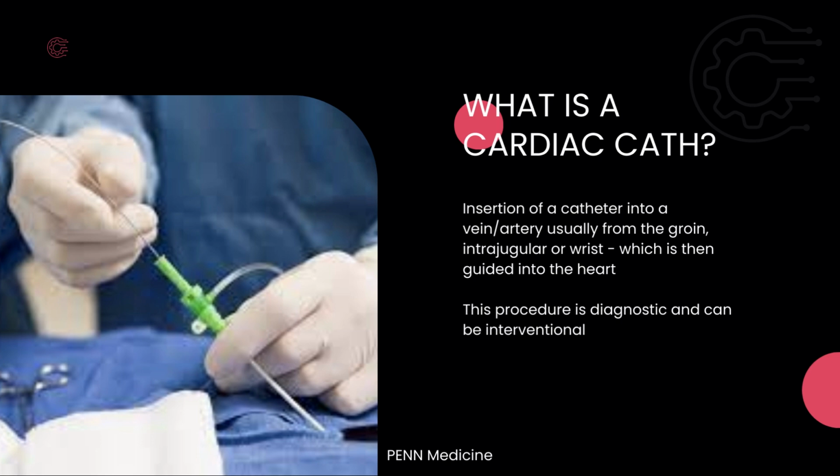A cardiac cath, also known as a cardiac catheterization, is an insertion of a catheter into the vein or artery, usually the artery, from the groin, jugular artery, or vein, or wrist. So this cardiac catheter is then guided into the heart. This is either used just as a diagnostic tool or can be used as interventional as well, in which they can insert stents, perform ablations, and do a few other techniques to try and fix any coronary artery abnormalities.